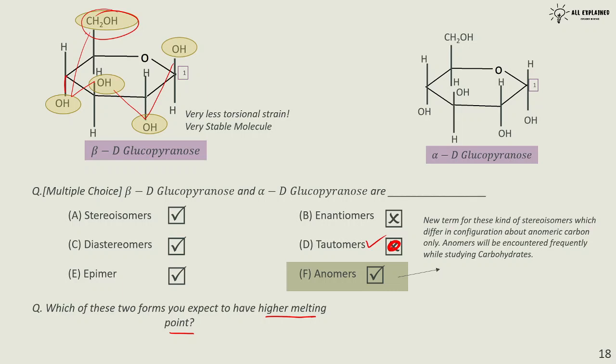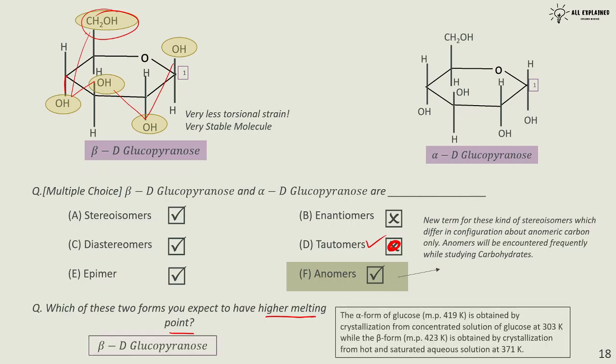So this is me asking a question to myself, the past me asking myself. And I think I would like to go with the beta form, because all of the other things are almost similar. Yeah, so the alpha form of glucose has a melting point of 419 and the beta form 423. Oh, 4 kelvins. It's just a minor difference. Interesting. So I think this is it for this lecture.